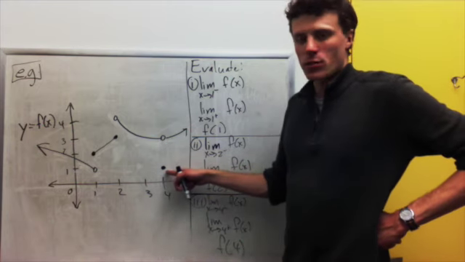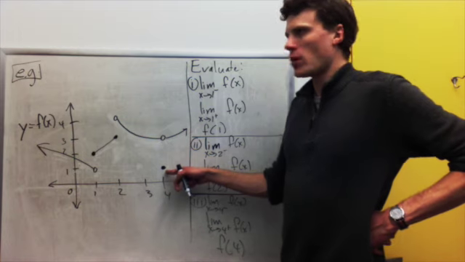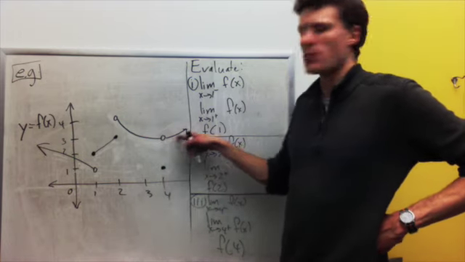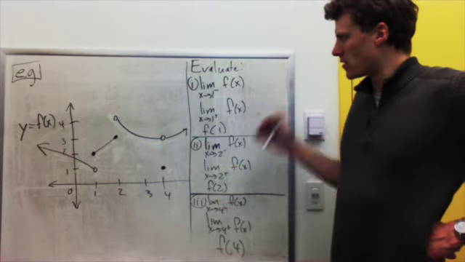If I just have a dark point sitting off by itself, a closed point like this guy down here, that just means that for whatever reason, the function decides to have a hole here and jump down here for a second and then pop back up. Okay, so let's evaluate a bunch of limits.